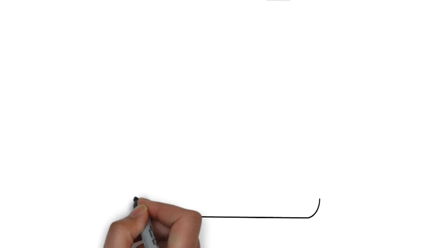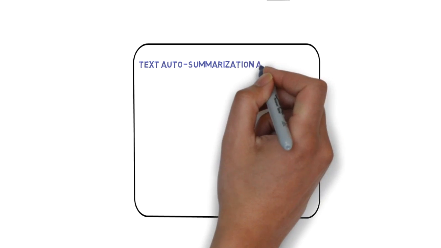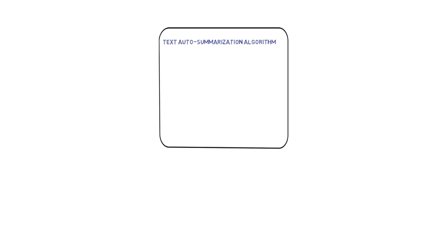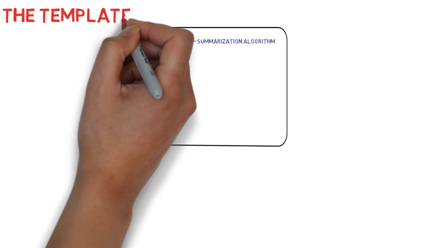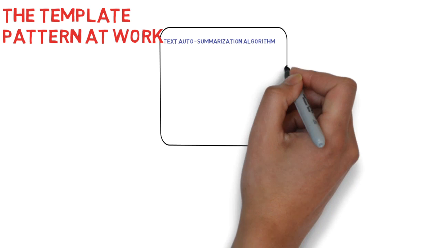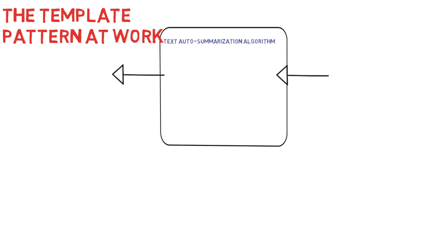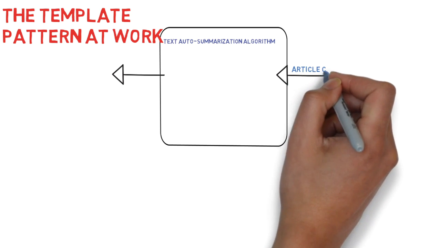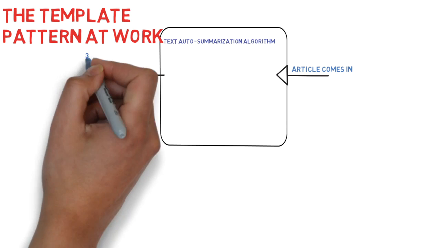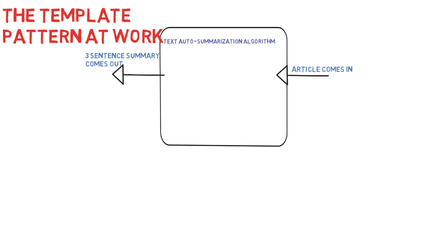Let's see a logical example of the template pattern at work. Say we want to specify an algorithm which does text auto summarization. Basically, this algorithm takes in a long piece of text and summarizes it. It's an interesting example of the template pattern at work. So let's go ahead and see what it does. Let's see what the inputs and outputs of this algorithm are. An article, maybe from a newspaper or a magazine, comes in, and as an output, we want a 3-sentence summary of this article. Let's look at the steps involved one by one.